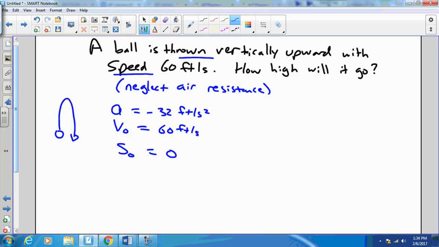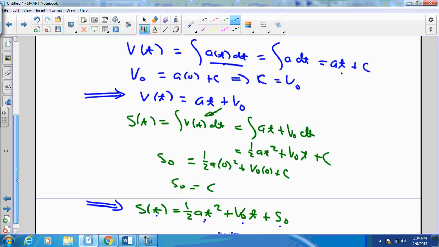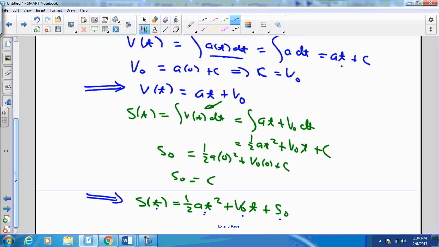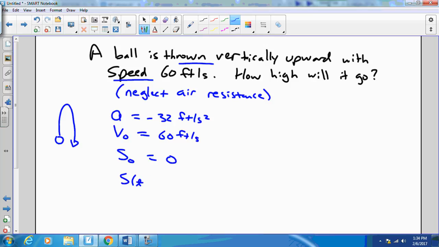And so because we have previously done the calculus work of antiderivatives, we can now cut to the chase and directly plug in our information into this equation. So that s of t is equal to 1/2 at squared. Notice how I've got 1/2 a right there. Plus v0t plus s0.